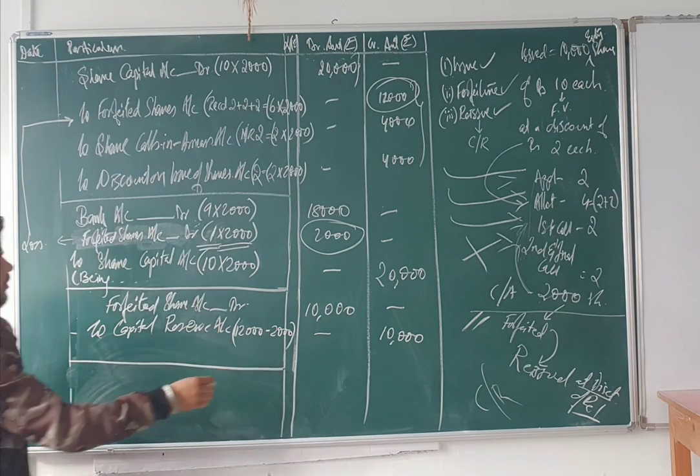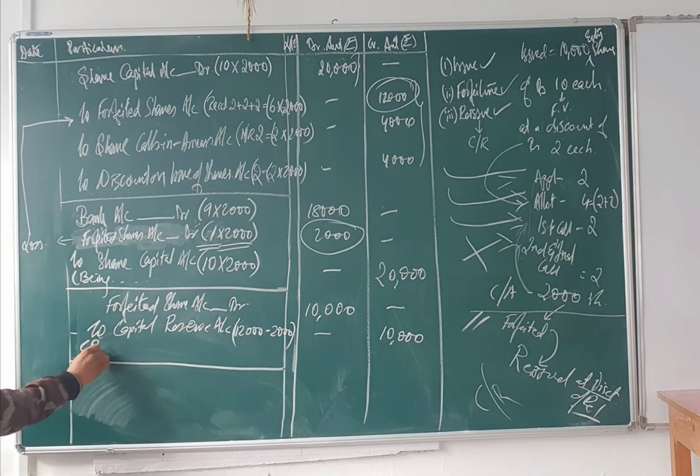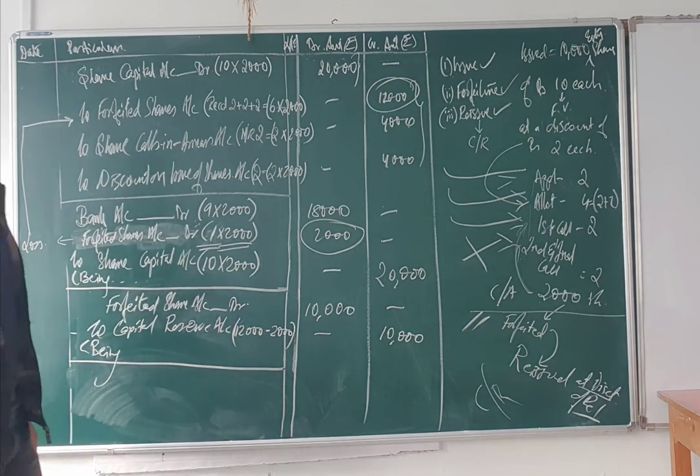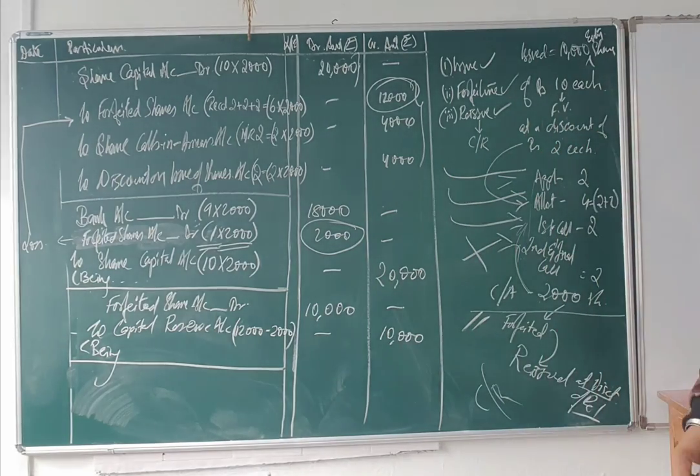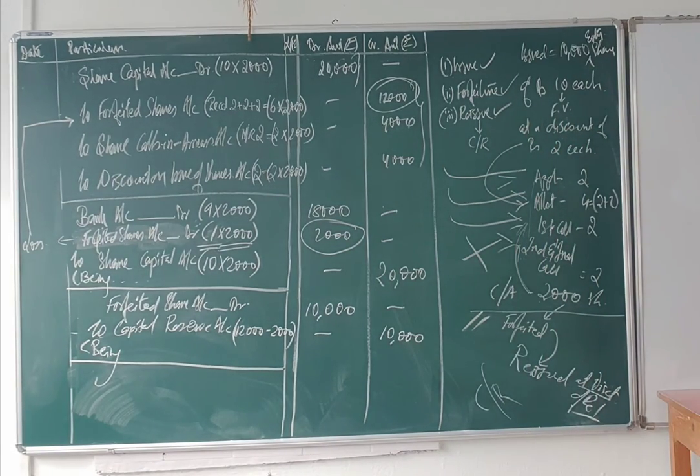And this was the last entry. Write down the narration, starting with the word being: being forfeited shares account transferred to capital reserve account. We're done with this.